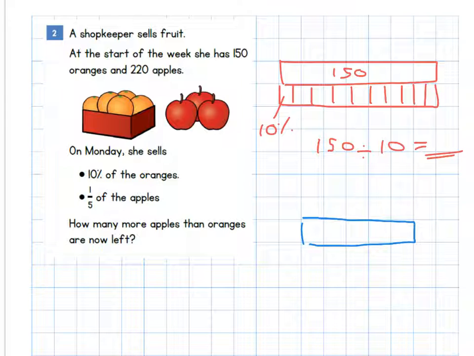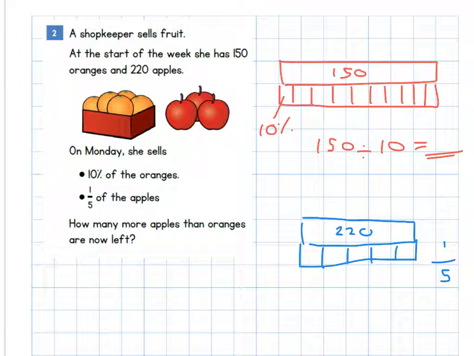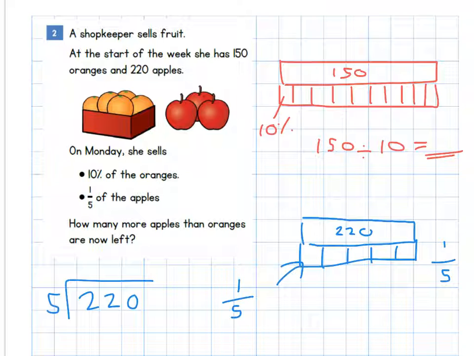Same goes for the apples, but this time she hasn't done it in percentages. We have got a fifth. So she had 220 apples. And we should know by now that to find a fifth, we divide it by 5. So this box here represents a fifth of all the apples. So again, we can divide 220 by 5, work out how many apples she sold, and that will tell me how many apples she has left.